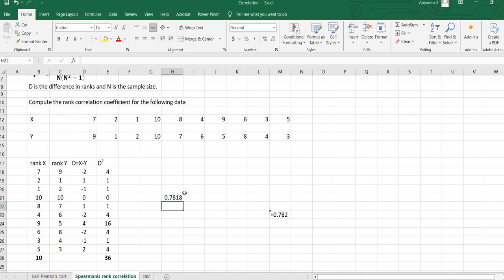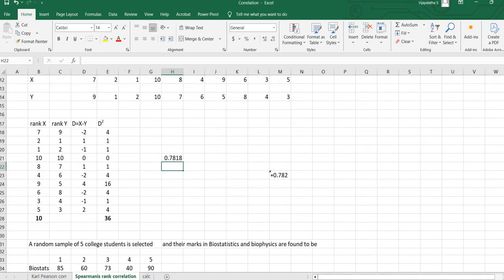0.78. And just like we saw in Karl Pearson's correlation coefficient, the value ranges from -1 to +1. If we have a negative sign, it indicates a negative correlation. If we have a positive sign, it indicates a positive correlation, and a value close to 1 indicates a good correlation. 0 means there is no correlation. This is just like Karl Pearson's correlation coefficient.